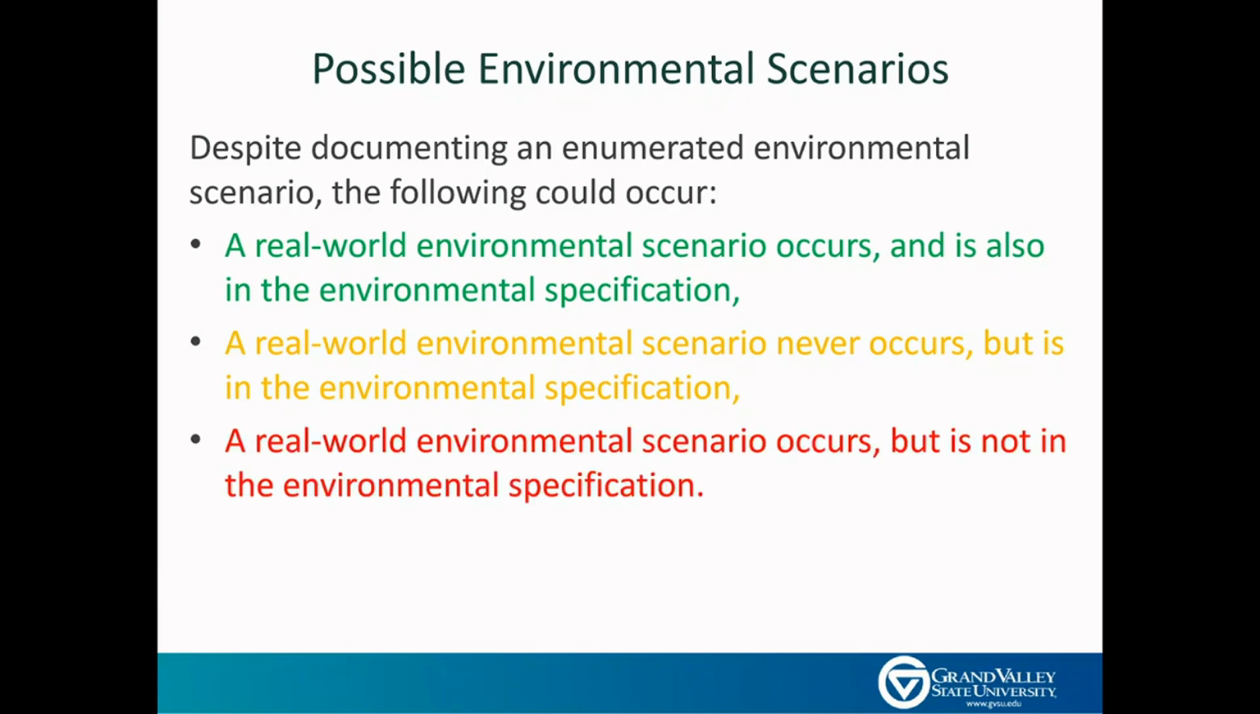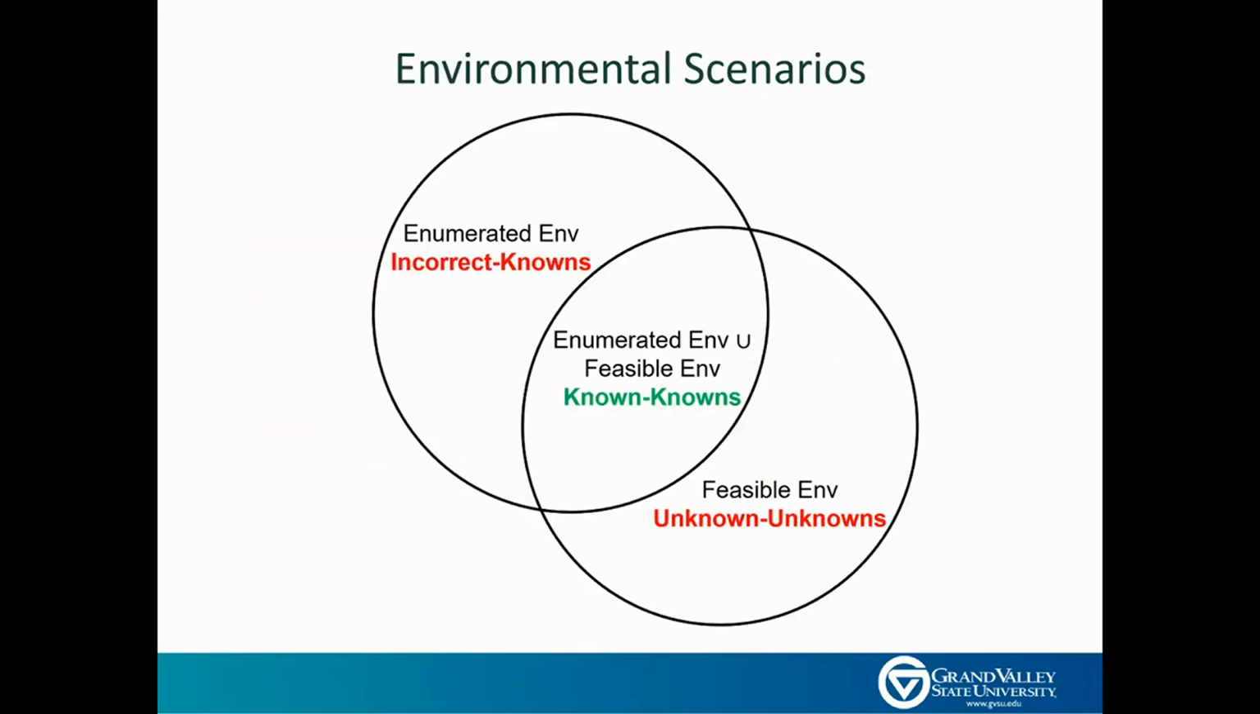The real problem comes along when a real world environmental scenario occurs, but we didn't include it in the environmental specification. And these types of things could be broken out into kind of a Venn diagram where we have our enumerated environment here. And we have things that are incorrect, things that we just included but shouldn't have been included, right? And those don't really hurt us because they never occur in the real world. We have our correct set, our known knowns, are things that we actually have enumerated in our model and actually occur. The problem, though, is that we've got these things that occur that we didn't model.